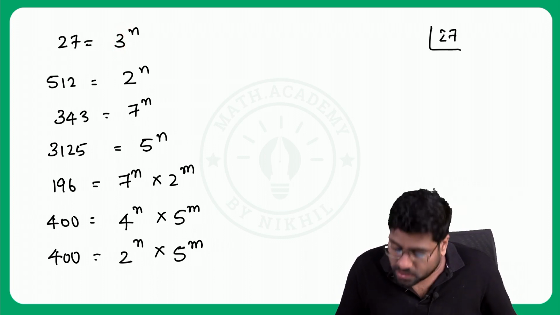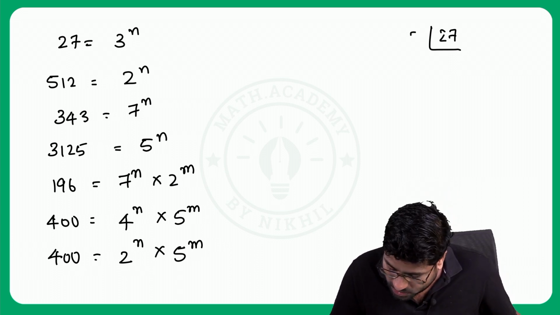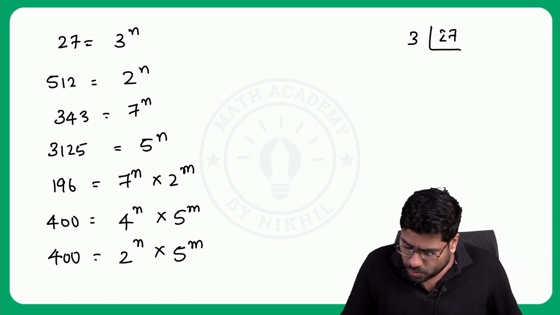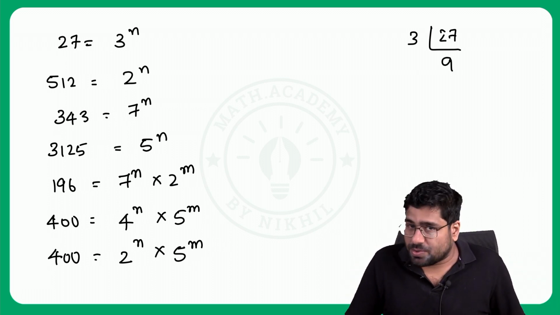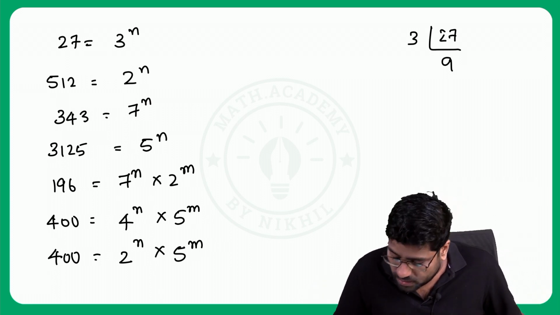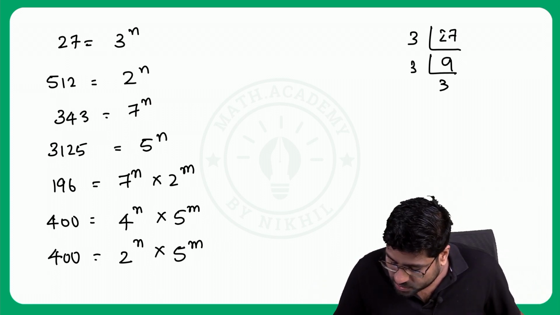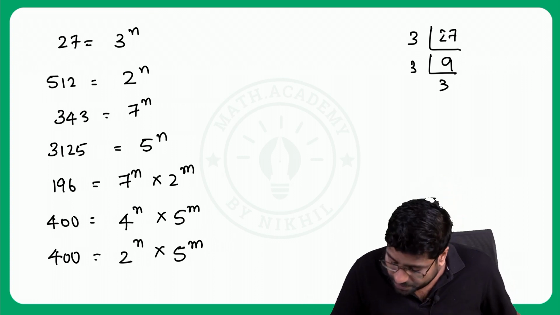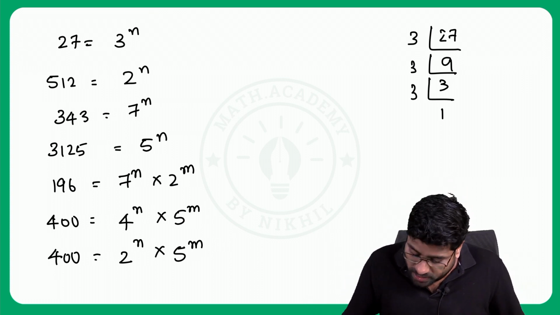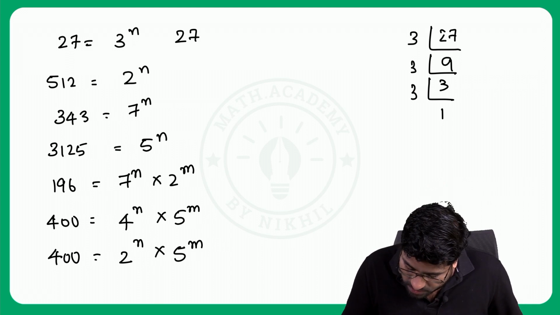First, I'm going to start with 27 and divide it by 3, and 27 divided by 3 is equal to 9, because 9 threes are 27. Again, 9 is divisible by 3, so I divide it by 3 and again get 3, and once again I divide by 3 and end up with 1. So you can see that 27 can be written as 3 into 3 into 3.